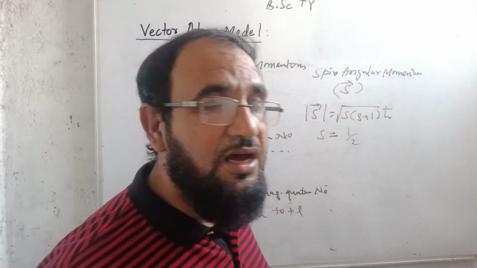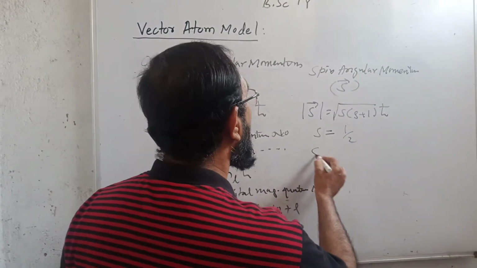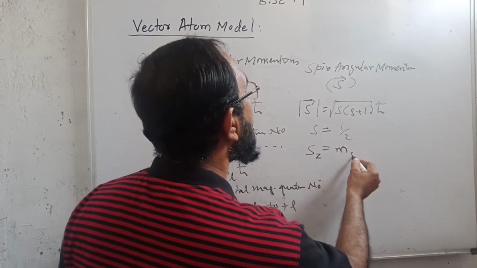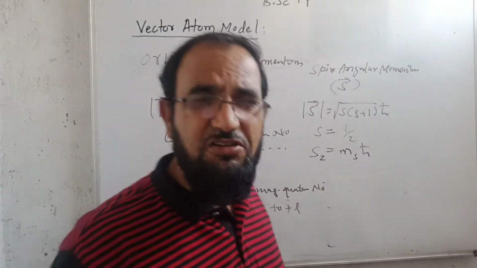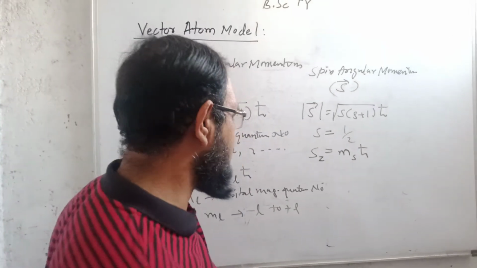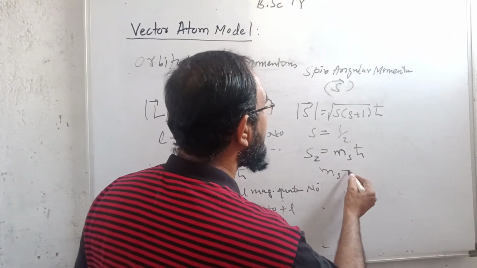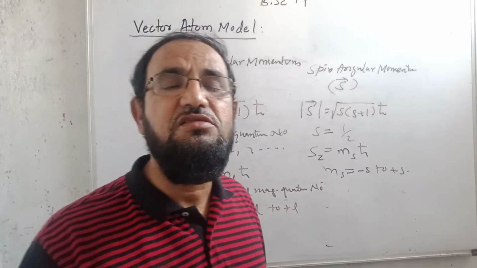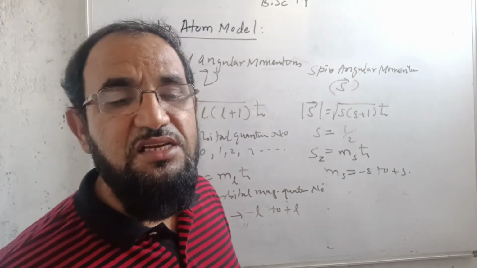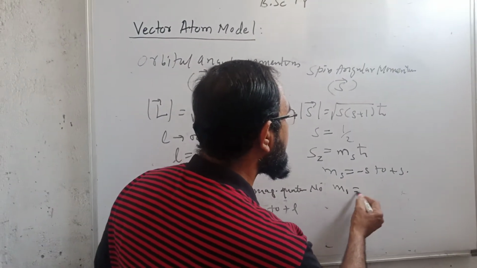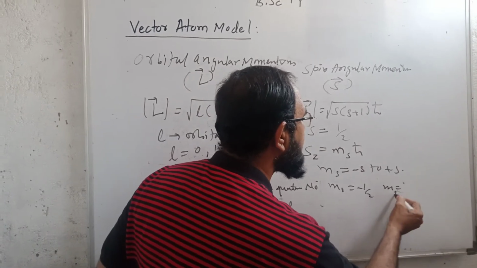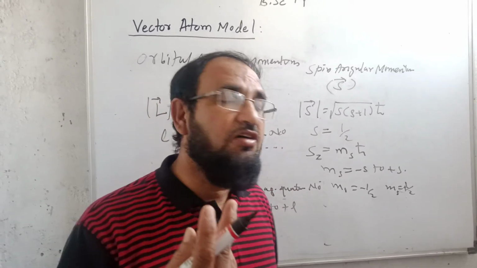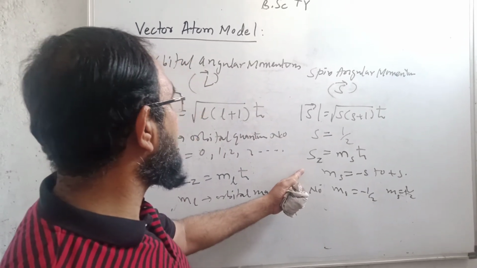Now we can write the component of S along the z axis as ms into h cross, where h cross is h upon 2 pi, and h is Planck's constant. The value of ms will vary from minus s to plus s. That is, ms may be minus half or plus half.